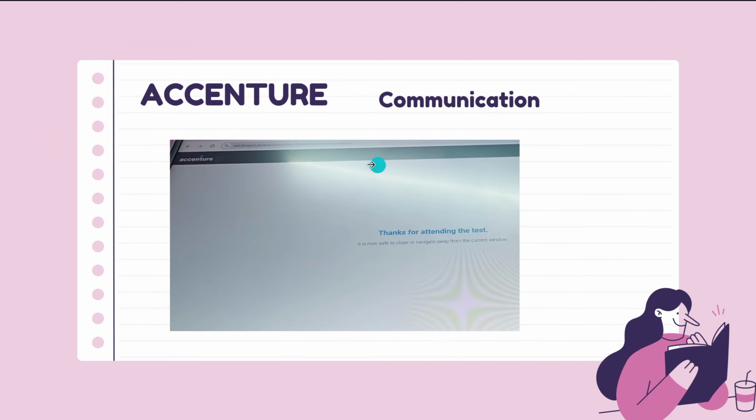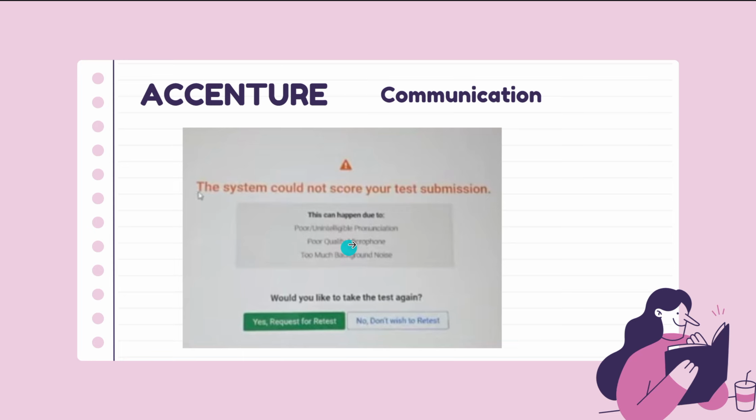And at last, after the communication round, you should get a message like this: thanks for attending the test, it is now safe to close and navigate away from the current window. If not, you will get this: the system could not score your test submission. This is due to poor pronunciation, the quality of the microphone, and too much background noise.